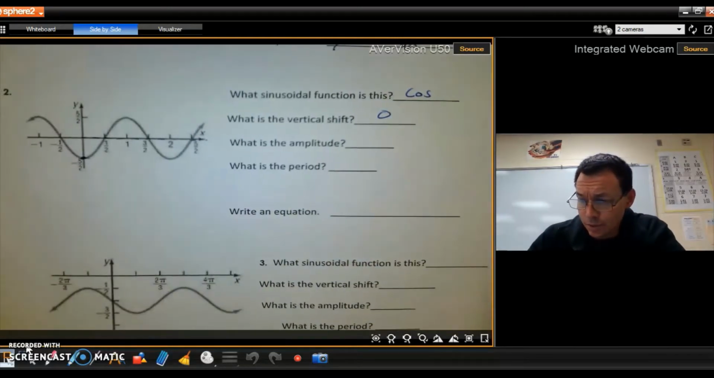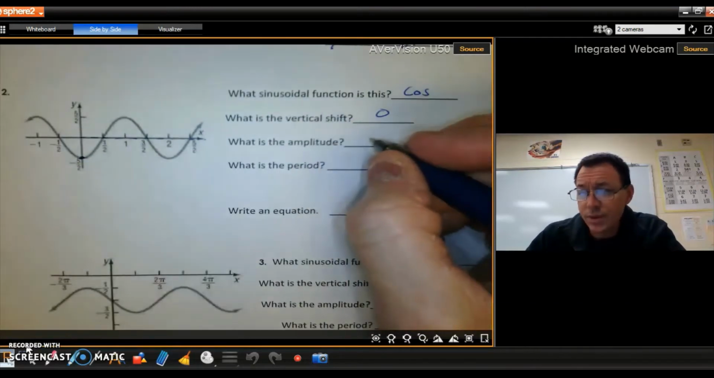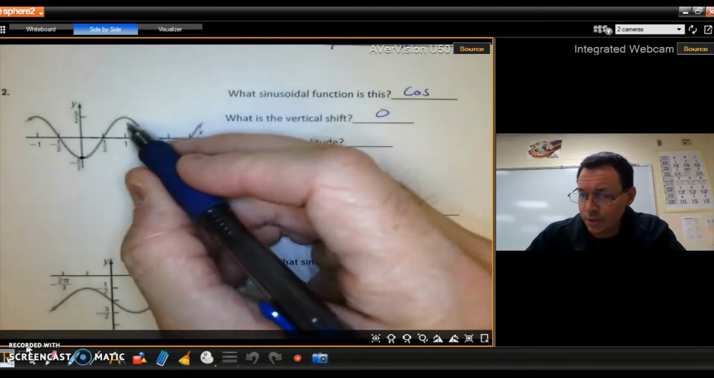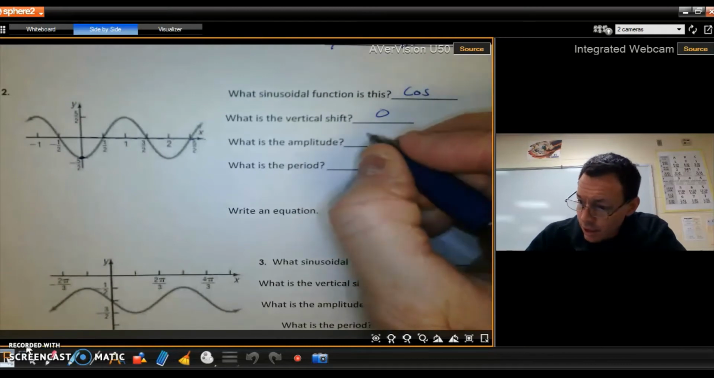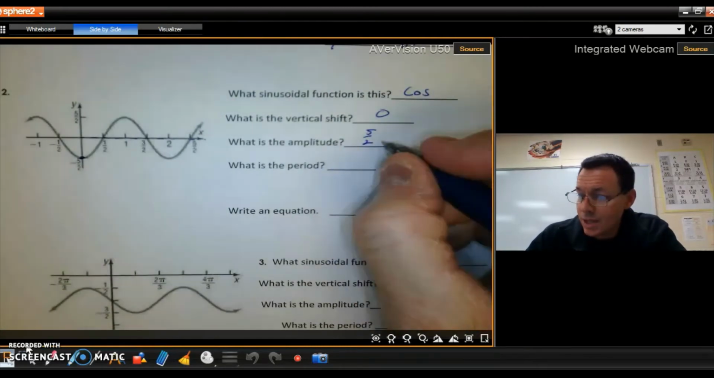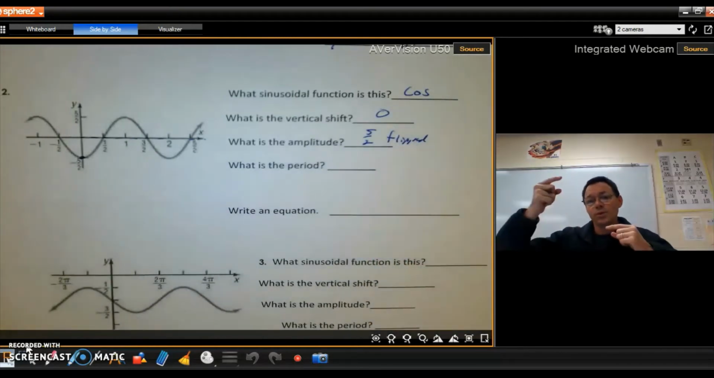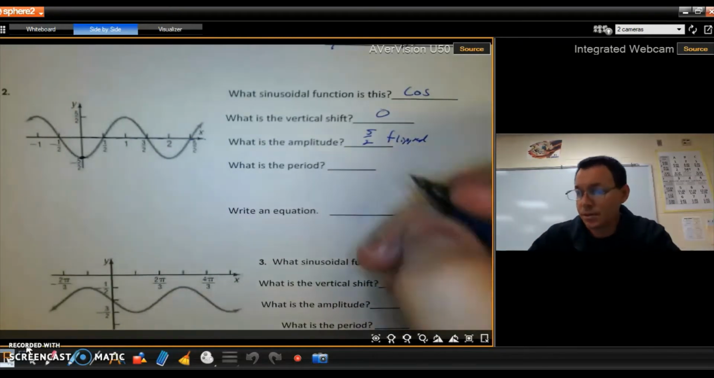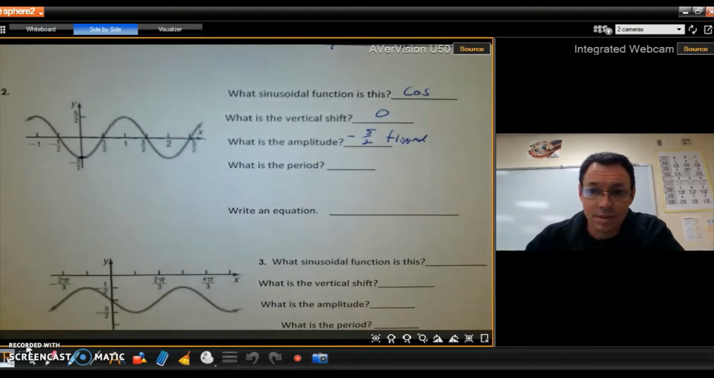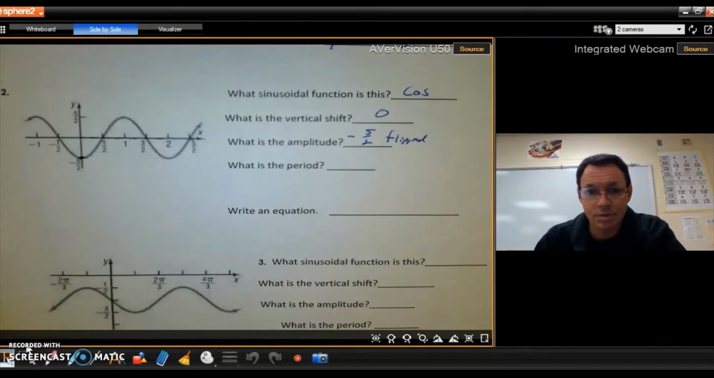What's the amplitude? Well, this graph starts at -5 halves. So the actual amplitude is 5 halves. But this has been flipped. A normal cosine graph has been flipped upside down, so there is going to be a negative out front when it comes to writing our equation. But technically the amplitude is the height, which would be just the 5/2.